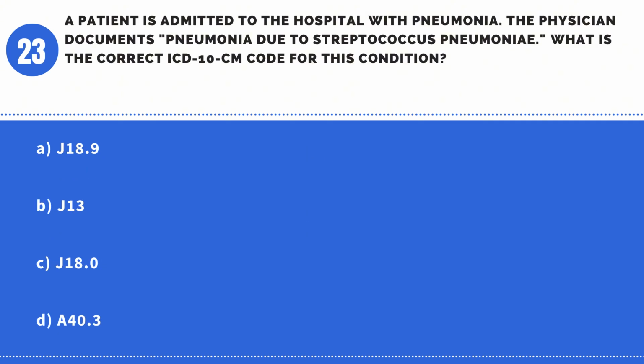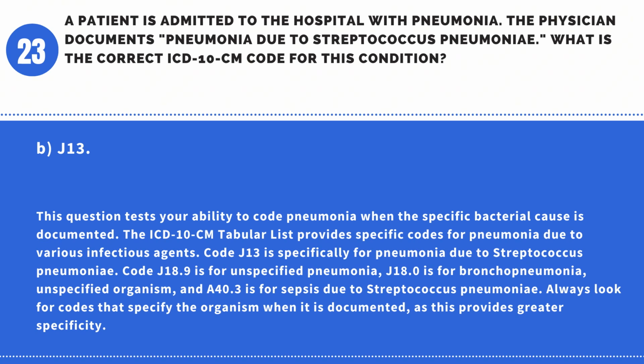Question 23. A patient is admitted to the hospital with pneumonia. The physician documents pneumonia due to Streptococcus pneumoniae. What is the correct ICD-10-CM code for this condition? A. J18.9, B. J13, C. J18.0, D. A40.3. Answer, B. J13. This question tests your ability to code pneumonia when the specific bacterial cause is documented.